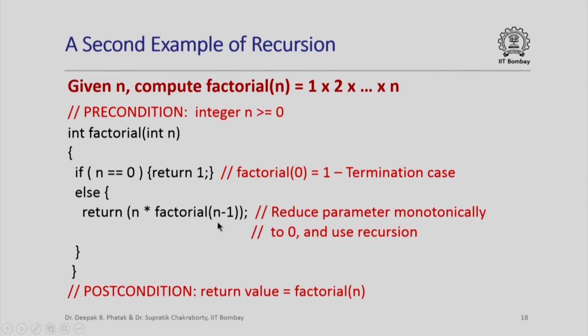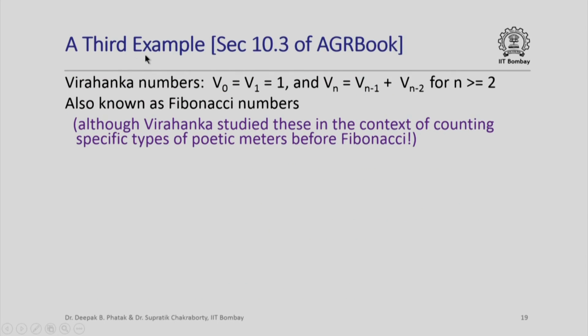So in this case the recursive calls are changing the parameters in such a way that we monotonically move towards the termination case. Here is the third example, which is taken from section 10.3 of the textbook that I mentioned at the beginning of this lecture.